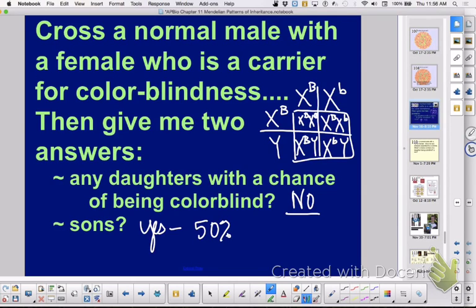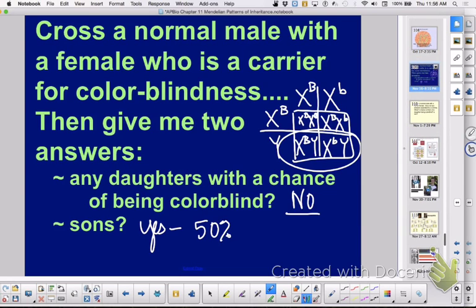What are the chances of a son being colorblind? 50%. If I said, what are the chances of any child, you would tell me 25. But if I ask you the chance for males, then you're going to tell me 50%, because you would only look at the male offspring. Do you see that?